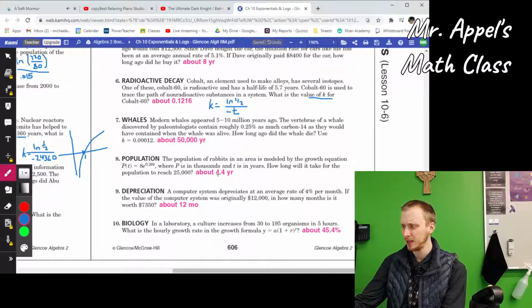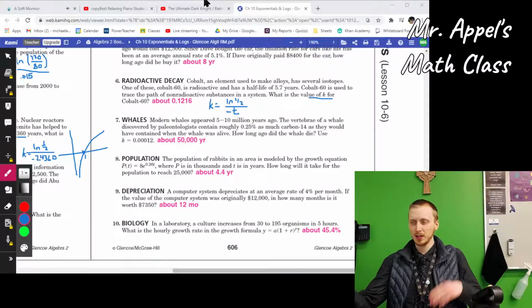We have whales, more population of rabbits. I don't know why this is about whales. This is about carbon dating again, but whatever. Depreciation of computer systems and biology. Okay. Questions on that page?